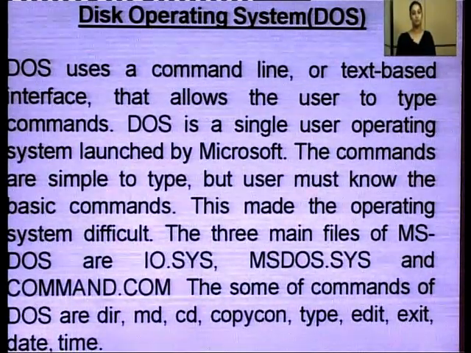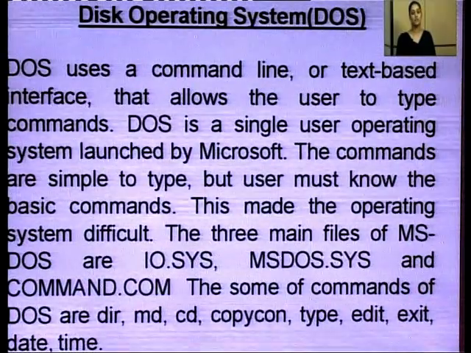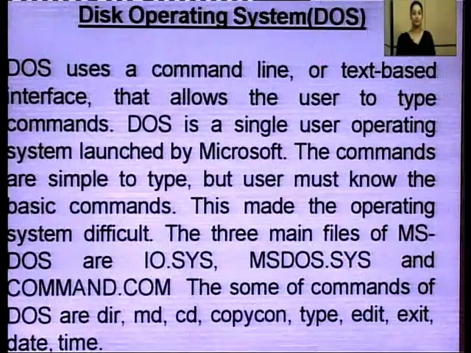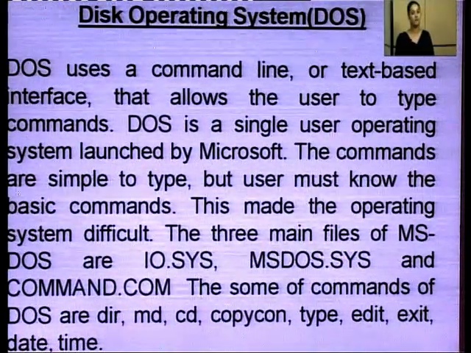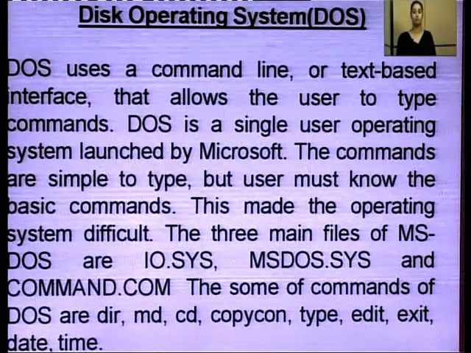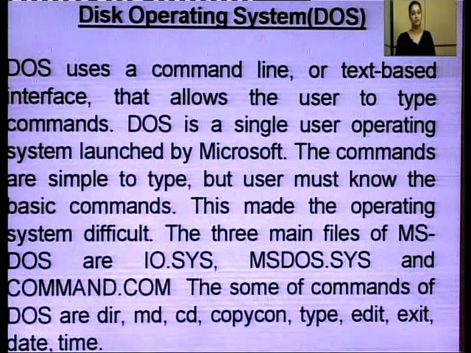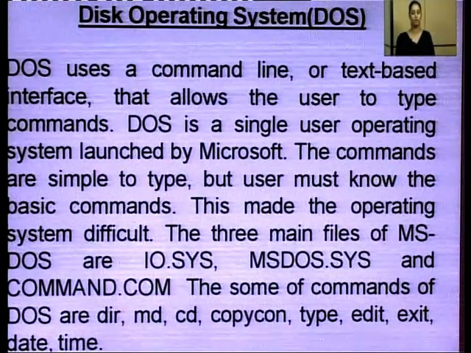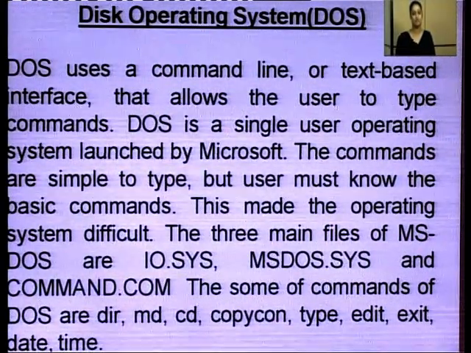Some of the commands of DOS are dir. Dir is used to show the files and the directories of the system. Second one is md, to make a directory. If I want to create a directory, a folder, then I use this command md. Third one is cd, to change the directory. If I want to change the directory, we need this command cd.